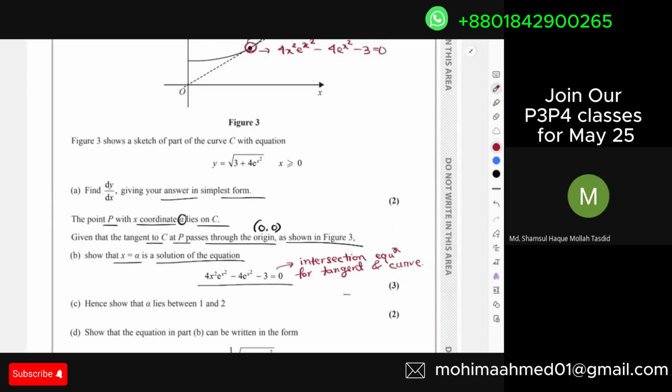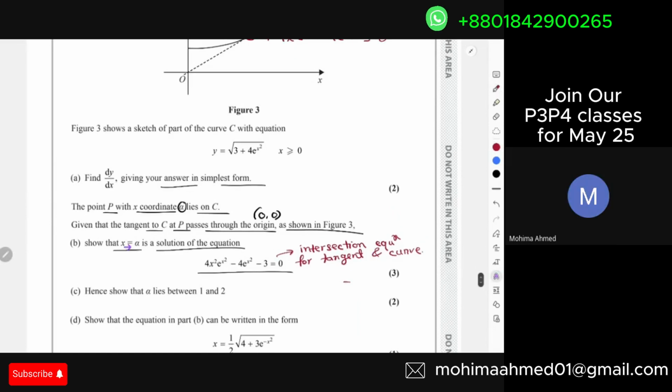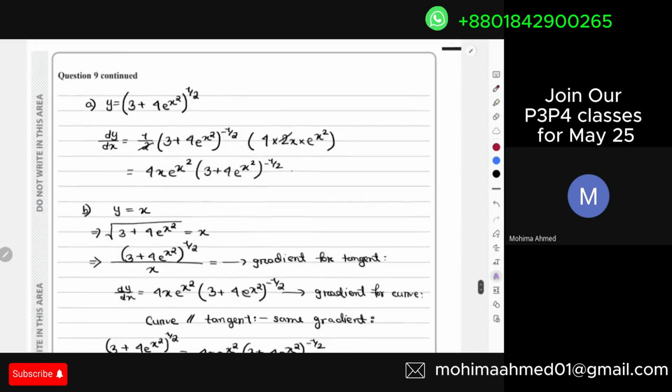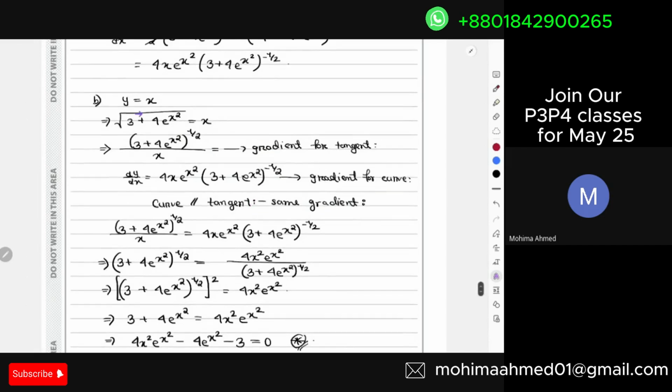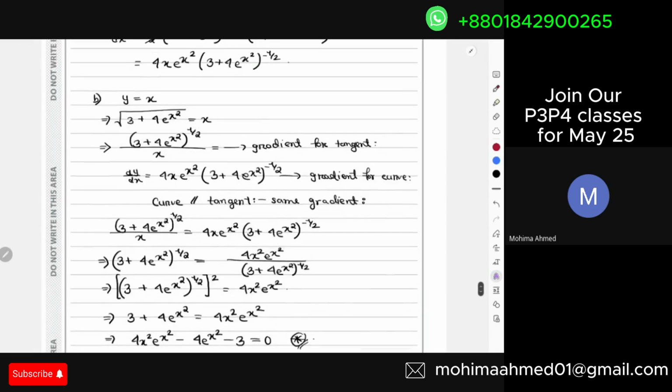We are using the intersection point because over here they were asking to show x equals a is a solution for the equation, but a is a letter, so I won't be able to solve the equation with a value. What we can see is that point P is the intersection of the curve and the tangent. We already understand the tangent and the curve share the same gradient at P, but we created a different equation, and from the graph the tangent is the line y equals to x. So the y value divided by x gives you the gradient of the tangent.